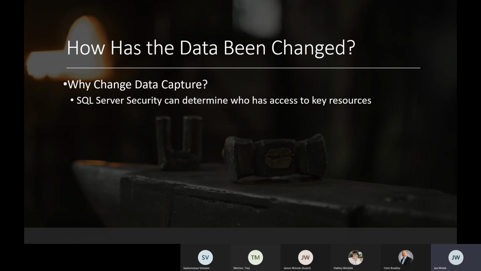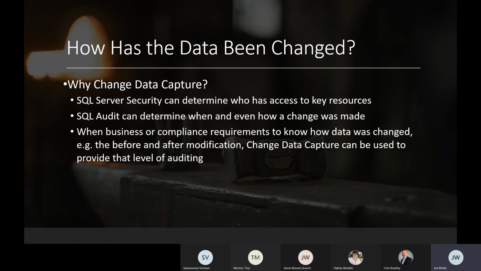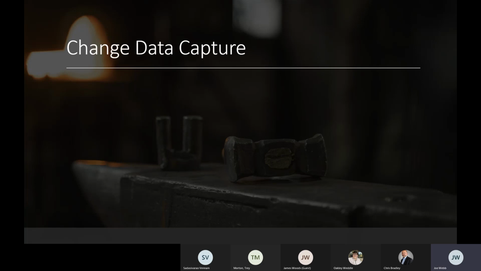So as I mentioned, SQL Server security can determine who has access. Audit can determine when and how changes were made. But if you need to capture additional information, what changes were made, and how is the data after the change compared to before the change? To get to that level, we have to use change data capture.